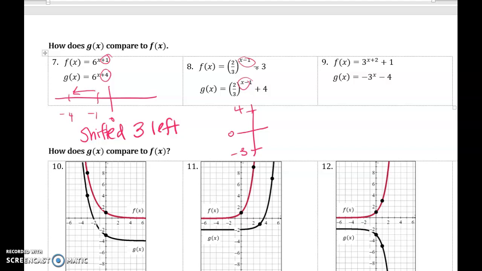No, I'm not. What am I talking about? I was right the first time. So -3 to +4, I have to go up 3 and then up another 4, so this shifted up 7.